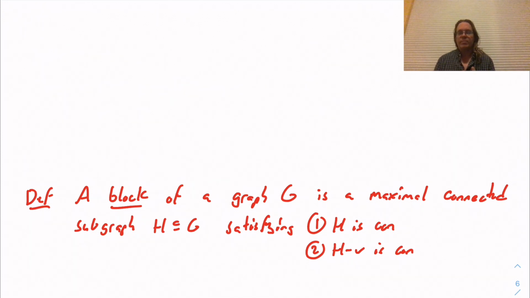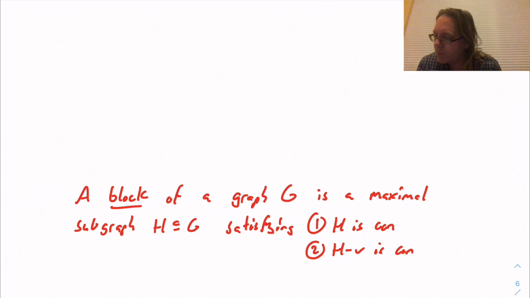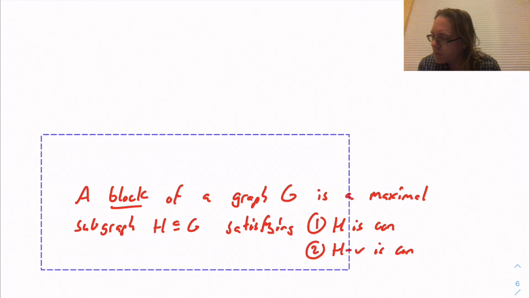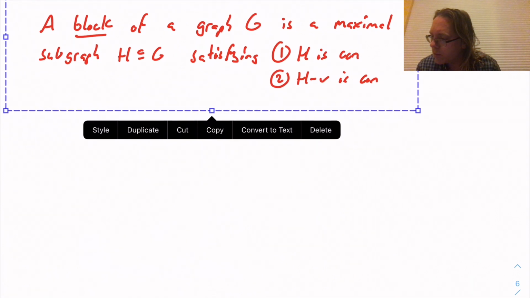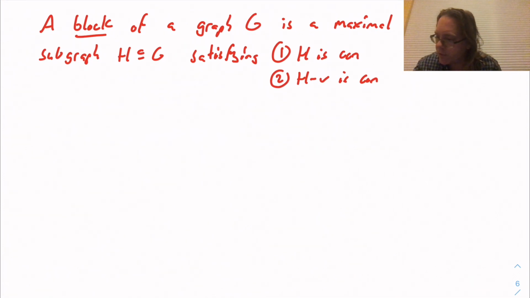Okay, so again, a block of a graph G is going to be a maximal subgraph of G. Oh, sorry, the connected is redundant here. A block of a graph G is a maximal subgraph that has these two properties. First off, it's connected. Second, it has the property that however you delete a vertex, it's connected. Okay, so here's our definition again.